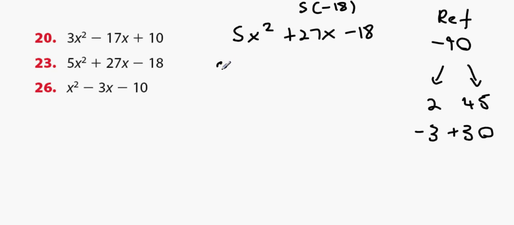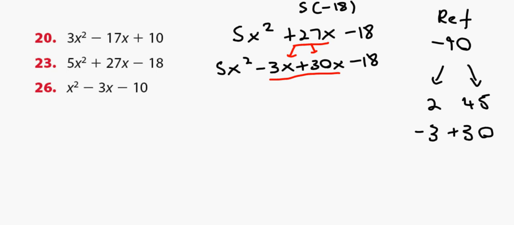So once again, the way you write these doesn't matter. It's 5x squared minus 3x plus 30x minus 18. See, also what we're doing there is we're changing the 27x into minus 3x plus 30x. Remember, the minus belongs to the 3 as well. Now we're going to factorize.